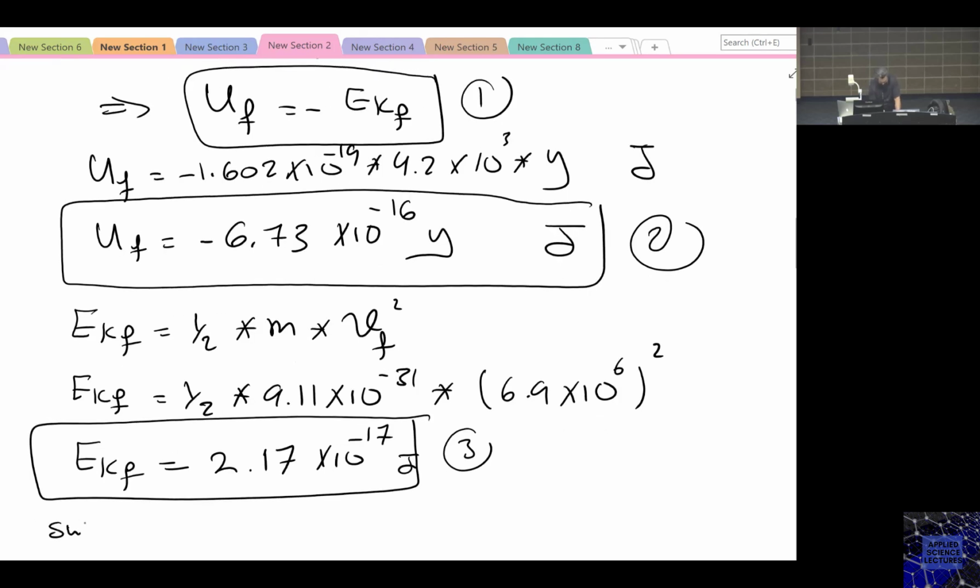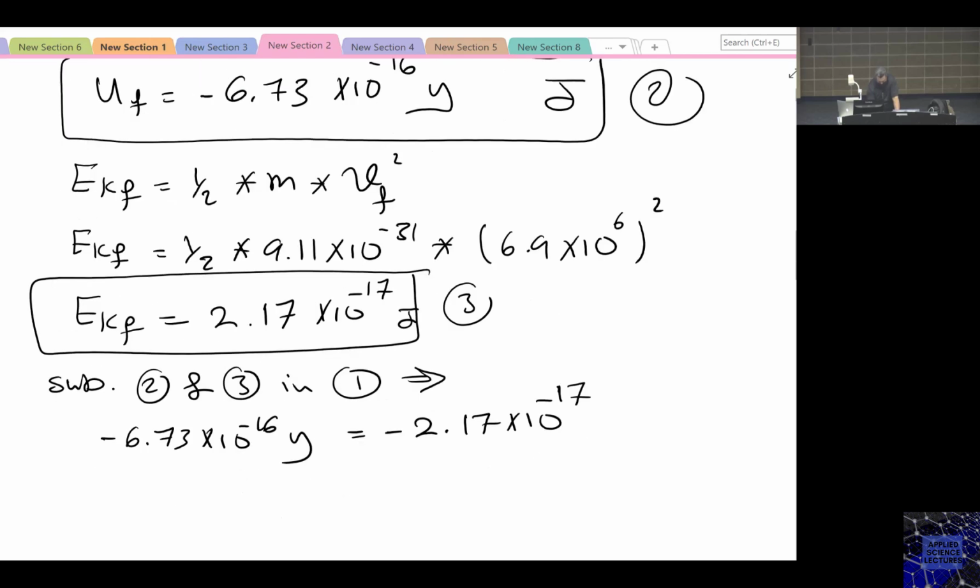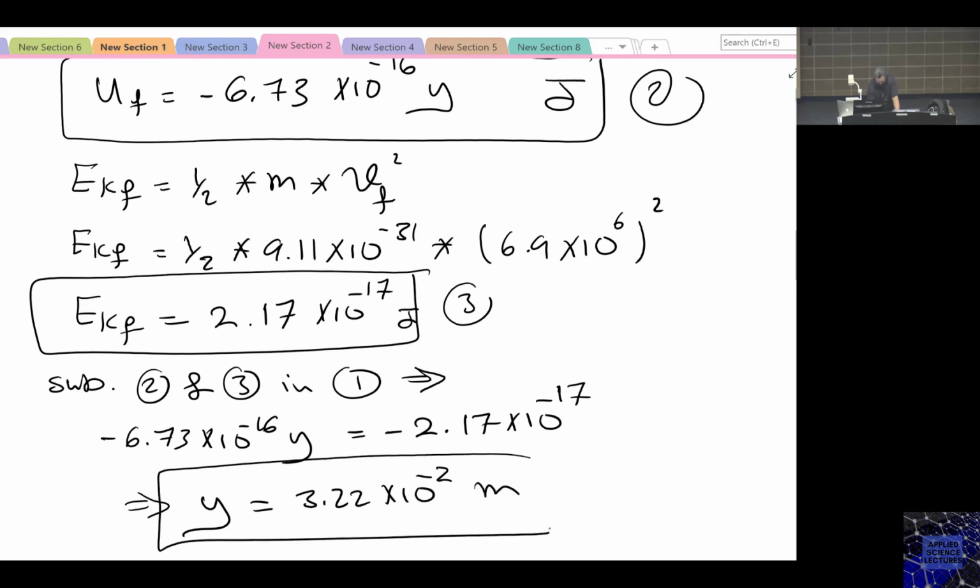Now, if I substitute 2 and 3 in 1, what do I get? I get minus 6.73 × 10^-16 y equals minus 2.17 × 10^-17. And then if you do the calculation, you will find that y equals 3.22 × 10^-2 meters, or 3.22 centimeters. Okay, so let me stop here.